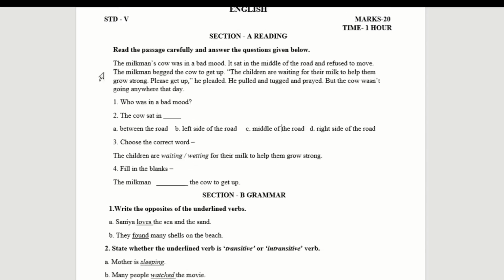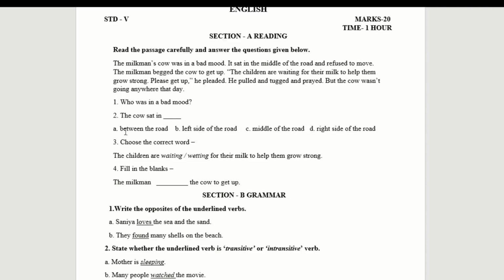So dear children, we have finished 2 times reading and also we have finished reading the questions. So after reading the questions, you will be getting the answers. To locate the answer, we can read it again. The milkman's cow was in a bad mood. Who was in a bad mood? The milkman's cow was in a bad mood. From the very first sentence, we got the answer. But just mark the sentence. If you get the answer, you can mark the sentence. Then, it sat in the middle of the road and refused to move. The milkman begged the cow to get up.